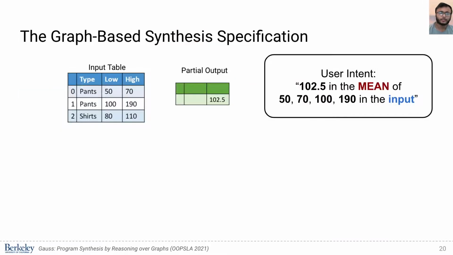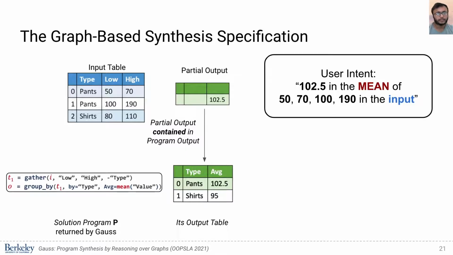How does Gauss determine if a program should be returned? This leads us to concretely define the synthesis specification for Gauss in the presence of explicit user intent. A program is returned by Gauss if its output contains the partial output specified by the user as a subtable. That is, the values in the partial output are present in the output of the program, as is the case for 102.5 here, and the row and column relationships are also preserved.